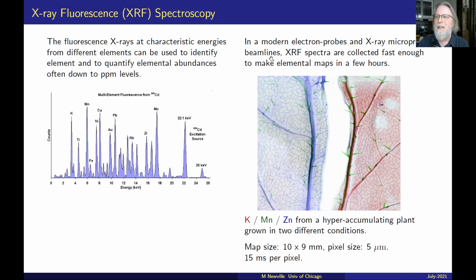So in modern electron probes and X-ray microprobe beamlines, X-ray fluorescence spectra can be collected so fast that they can be made into elemental maps within a few hours. So here's a 10 by 9 millimeter map with 5 micron resolution, showing potassium, manganese, and zinc all separately in a hyperaccumulating plant grown in 2 different conditions. And these spectra resolve and are very easy to use to identify what elements and what abundances are in the material.